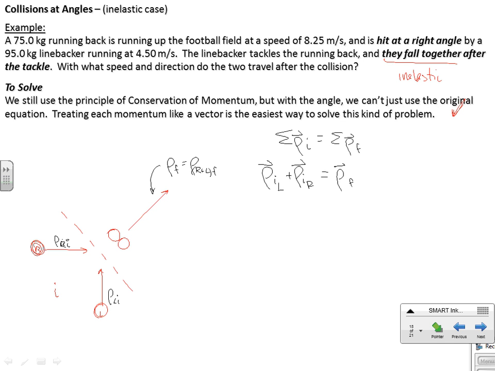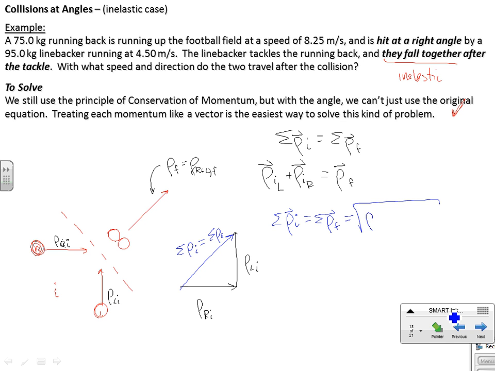Okay, but what we can do is say literally that this vector, momentum of the running back initial, plus this vector, momentum of the linebacker initial, well, those vectors added up have to give us this, the total. Well, this really is the total initial momentum. So it has to be equal to, of course, the total final momentum, if momentum is conserved. So to find total initial momentum, which is the same as total final momentum, what we can do is use the Pythagorean theorem. The magnitude of it, at least, is that squared plus that squared.